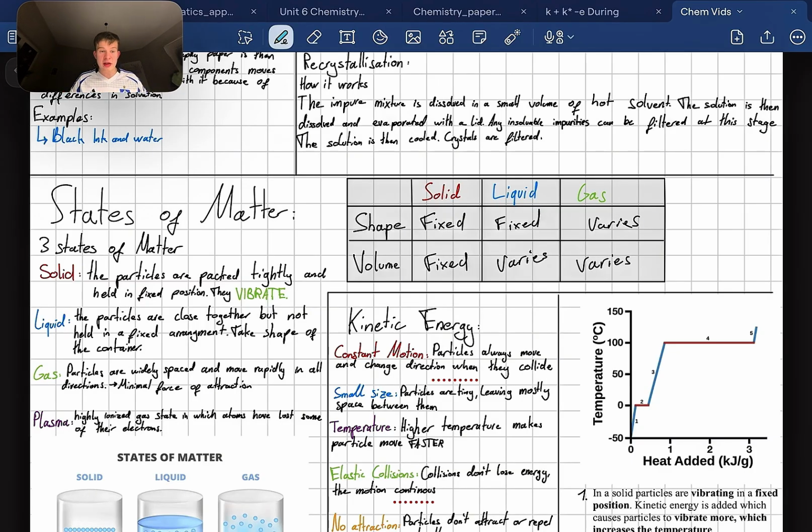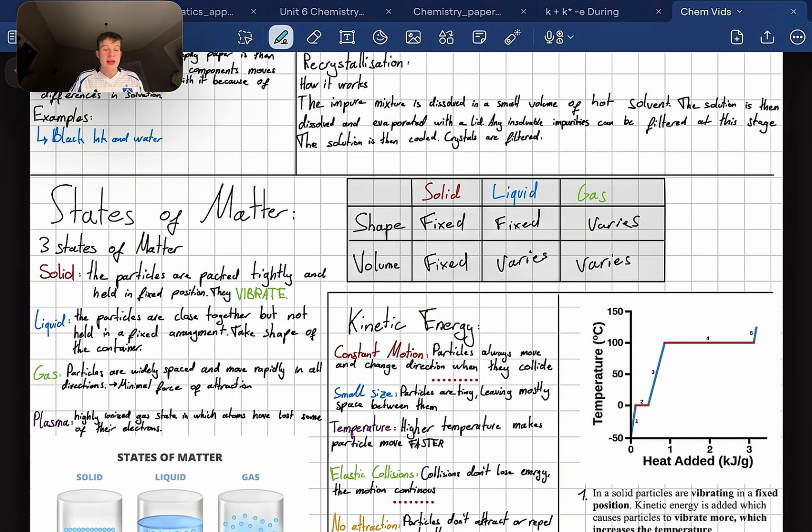In a solid, the particles are packed tightly together, and they're held in a fixed position. And as we know, according to kinetic energy, everything is in constant motion, so in a solid, they vibrate. On the other hand, in liquids, the particles are less close together, and they're not held in a fixed arrangement. They take the shape of whatever the container is. For example, if it's a cup of water, they take the shape of the cup. But they still have a lot of space to move around.